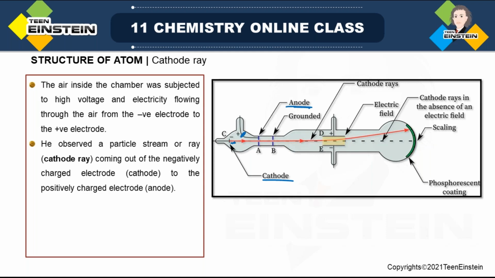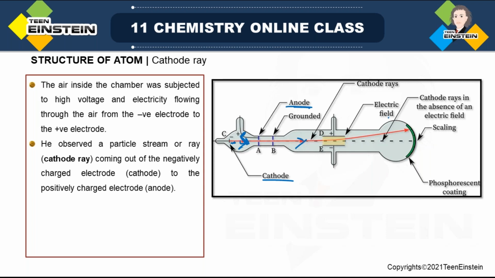Now it is observed that a particle stream or ray, which in this case we are calling cathode ray, is coming out of the negatively charged electrode. So just follow this red line, and the direction is given towards this side. This red line is moving in a straight line, coming out from the negatively charged electrode, which is nothing but the cathode, towards the positively charged electrode. So that is the direction of movement.